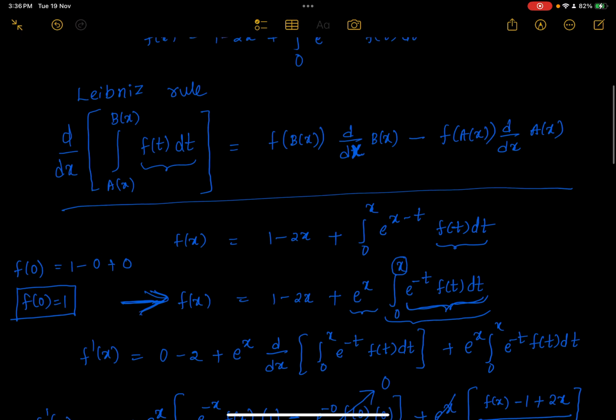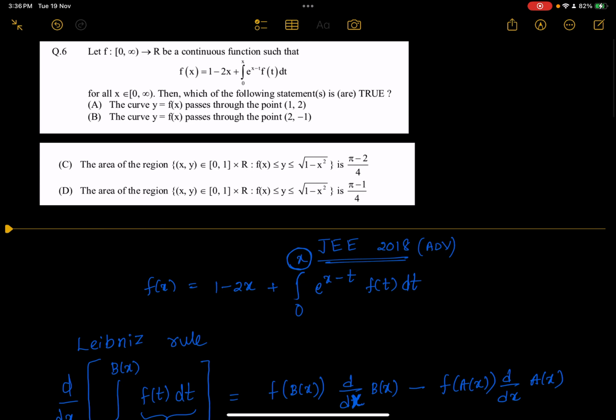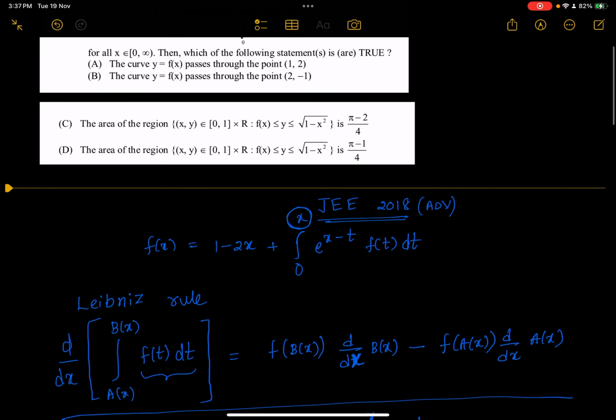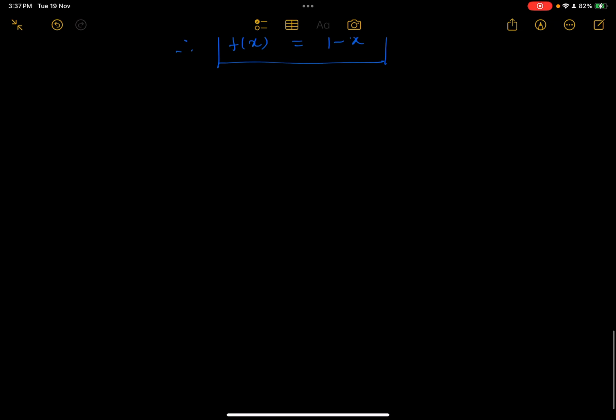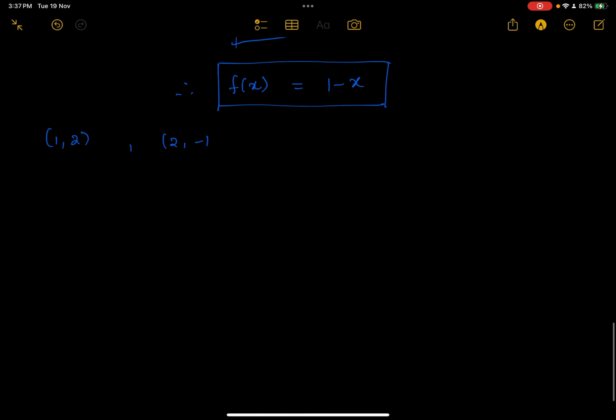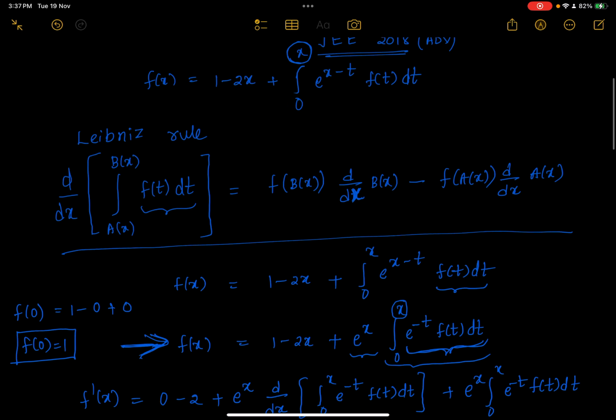Now option A is the curve y equal to f of x passes through 1 comma 2. Option B is 2 comma minus 1. So if you put x is equals to 1, f of x is equal to 0. Put x is equals to 2, f of x is equals to minus 1. So option A is incorrect. Option B is correct. Let us go to option C.